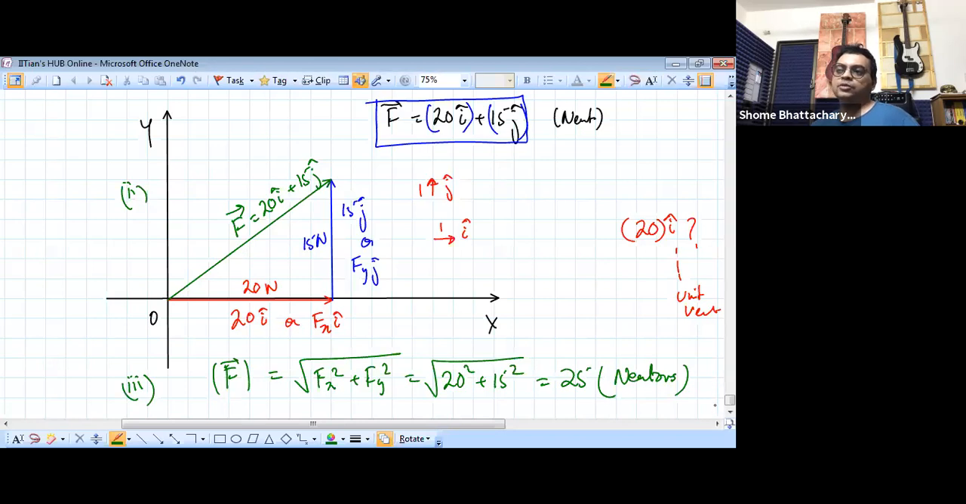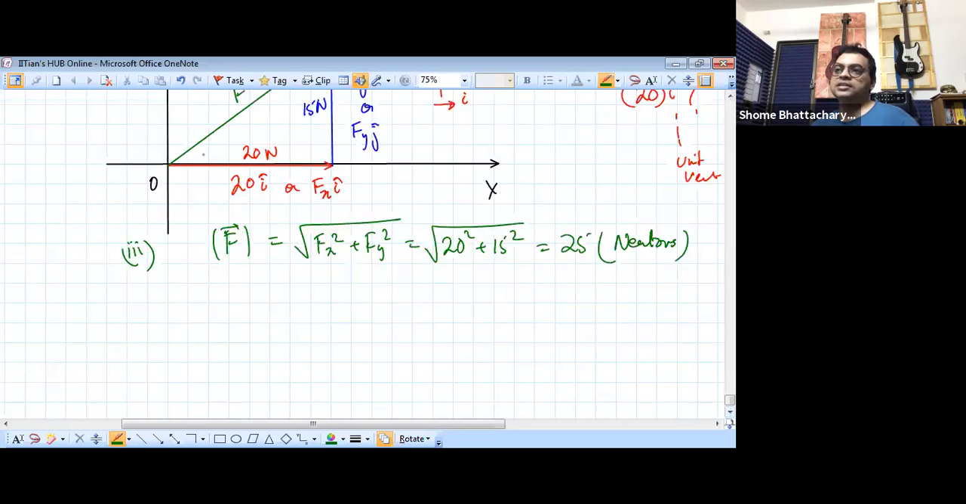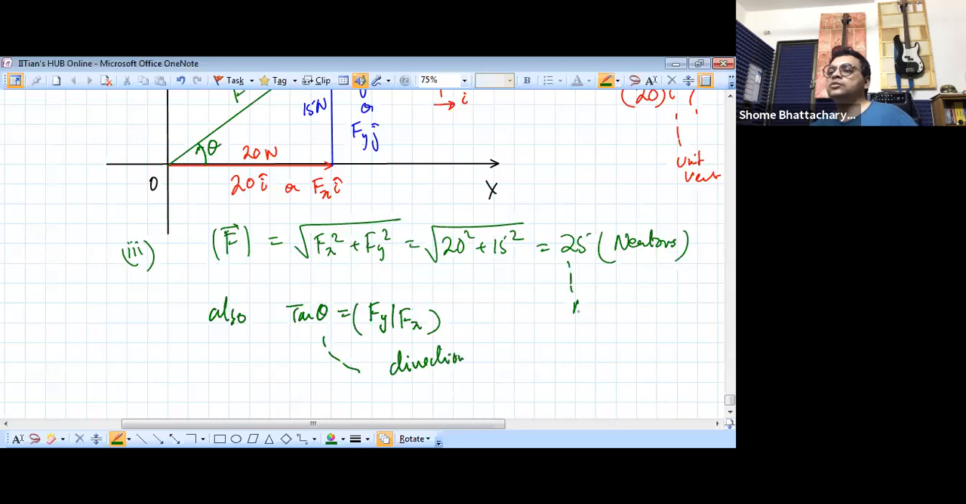So what we have said about this force, we can now generalize about any vector. And not only this, one more thing we can find out here is the angle. Angle भी हम निकाल सकते हैं ना. If this angle is theta, we can see that tan theta is basically what? This side upon this side. So it is nothing but fy by fx. So that is giving us information about direction. And this is the magnitude.